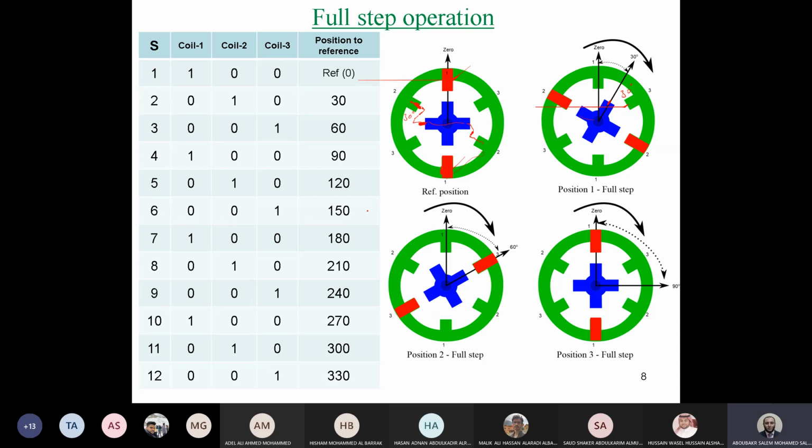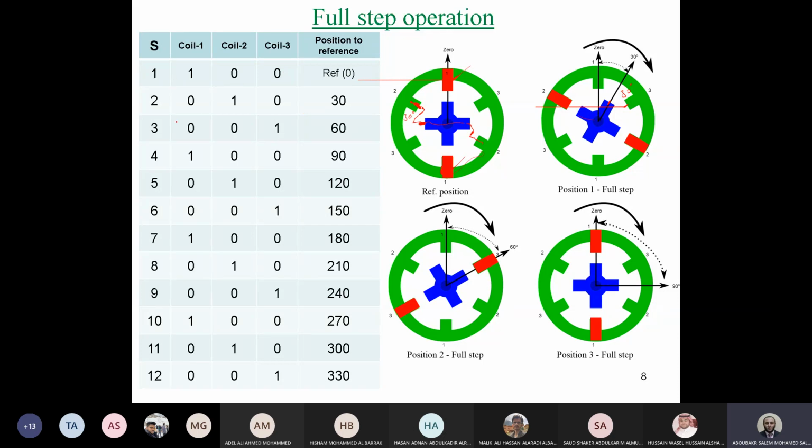Now we finished steps 1, 2, and 3. As you can see, here we start with 1, 0, 0, then 0, 1, 0, then 0, 0, 1, and we move only 60 degrees. In order to complete the cycle, we need to repeat the sequence again.